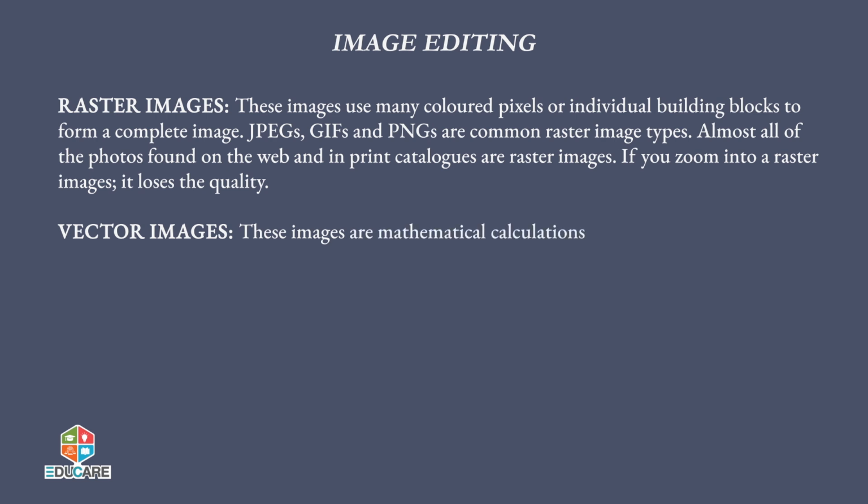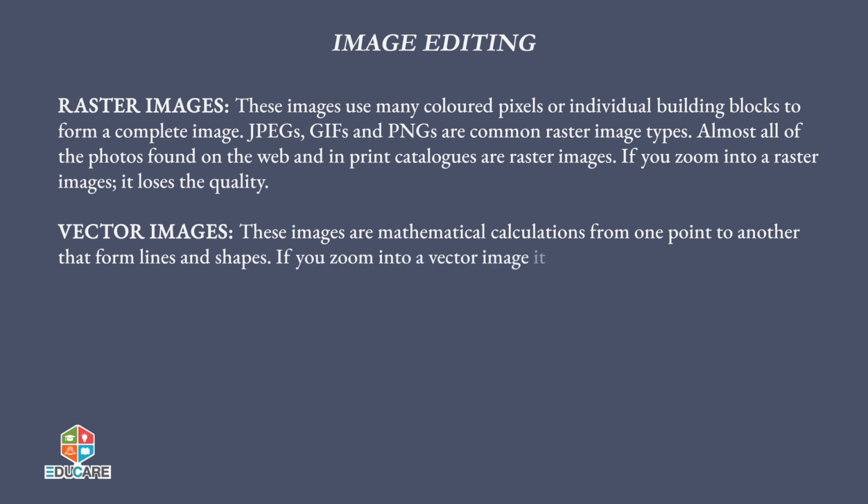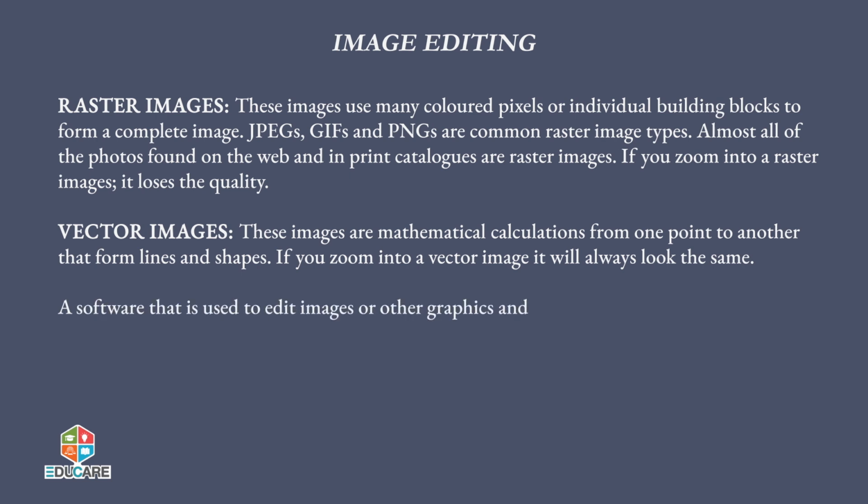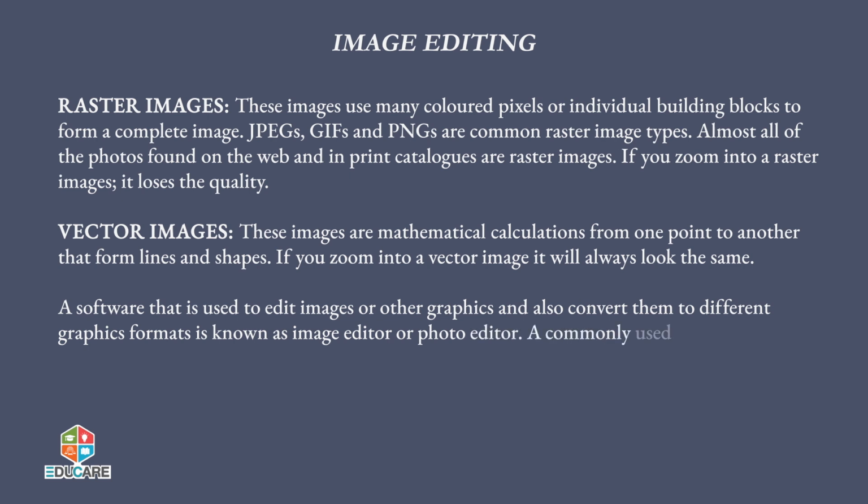Vector images. These images are mathematical calculations from one point to another that form lines and shapes. If you zoom into a vector image, it will always look the same. A software that is used to edit images or other graphics and also convert them to different graphics formats is known as an image editor or photo editor. A commonly used advanced image and graphic editor is Adobe Photoshop.